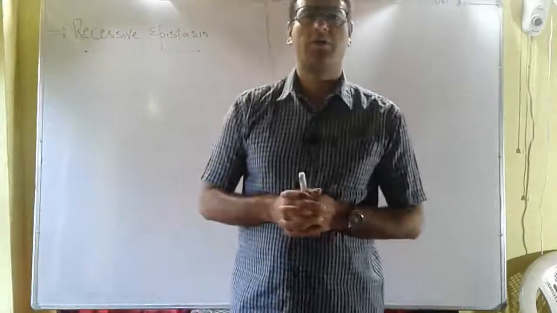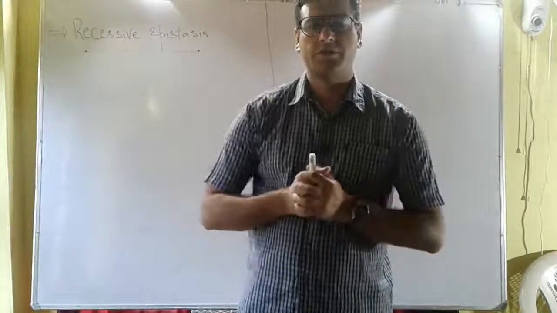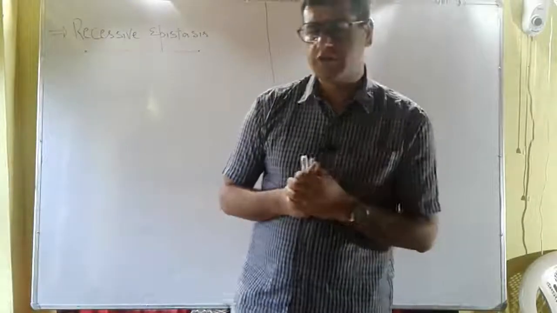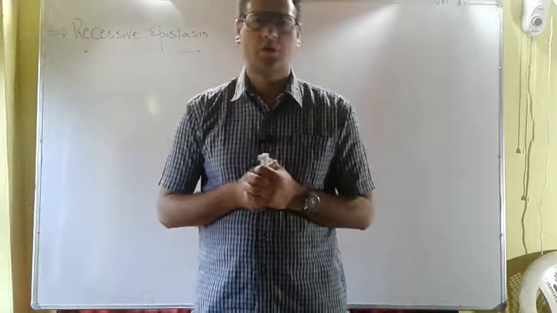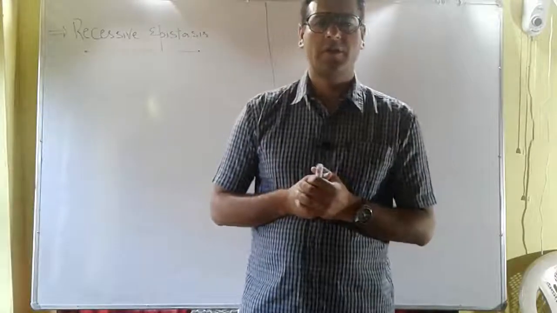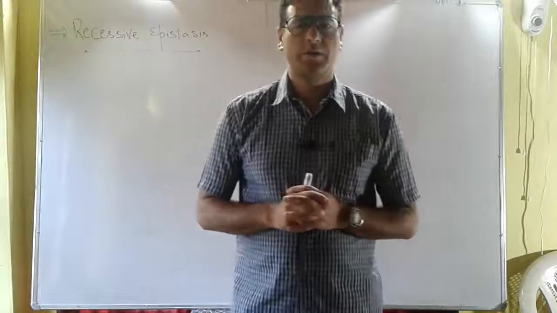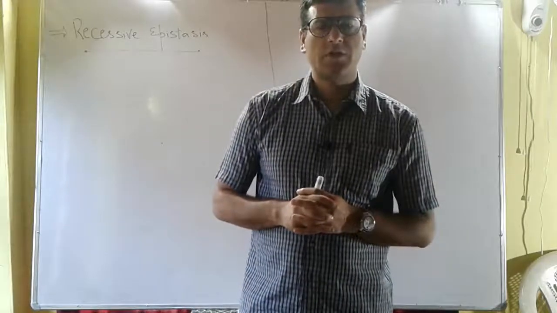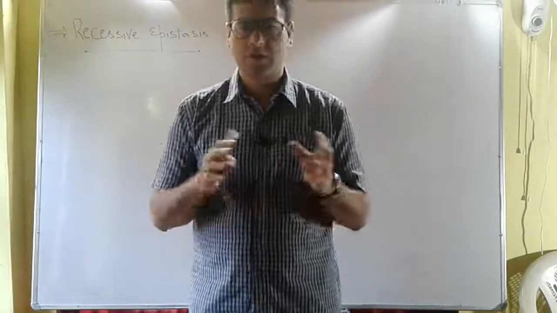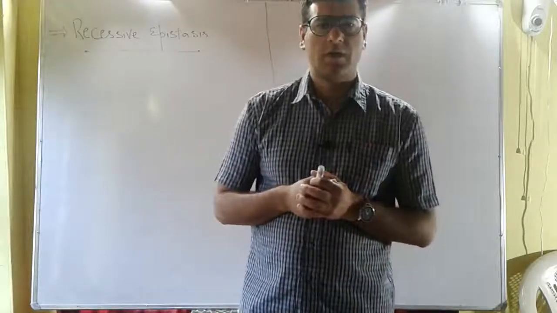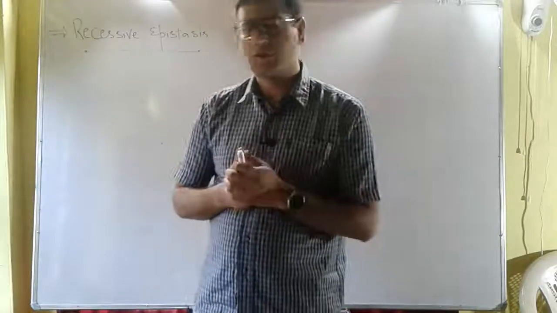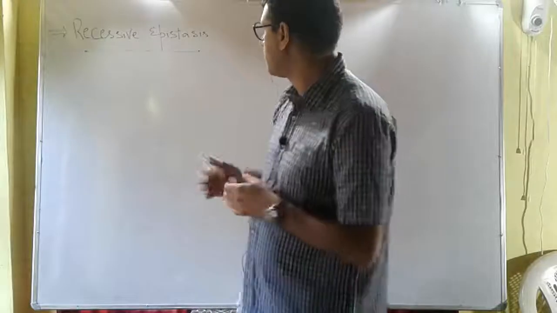Today we will talk about recessive epistasis. I told you that epistasis is of two types: one is dominant epistasis, another is recessive epistasis. In case of dominant epistasis, the dominant allele of a gene suppresses the expression of the other gene at a different gene locus. Then we have recessive epistasis.